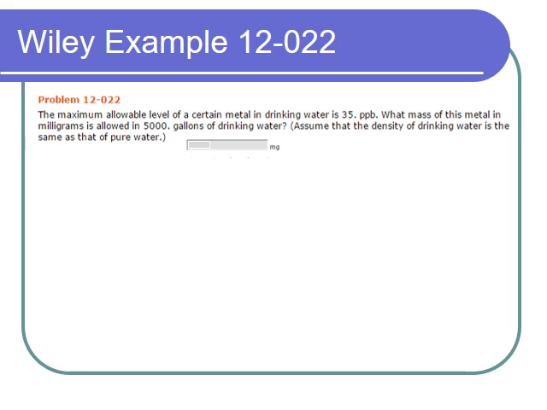Here's the problem. The maximum allowable level of a certain metal in drinking water is 35 parts per billion. What mass of this metal in milligrams is allowed in 5,000 gallons of drinking water? They also say assume that the density of drinking water is the same as that of pure water, and they want their answer in milligrams.